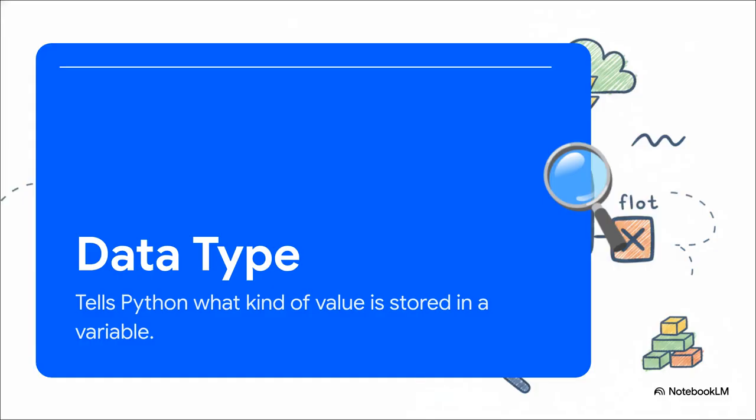Now, here's the kicker. While variables are our containers, Python is actually very particular about knowing exactly what kind of material is inside each one. And that brings us to our next core concept, data types. A data type tells Python exactly what kind of value is stored in a variable. Just like you wouldn't label a box of fragile dishes as gym clothes, Python needs the right data type label to process your code correctly without breaking.